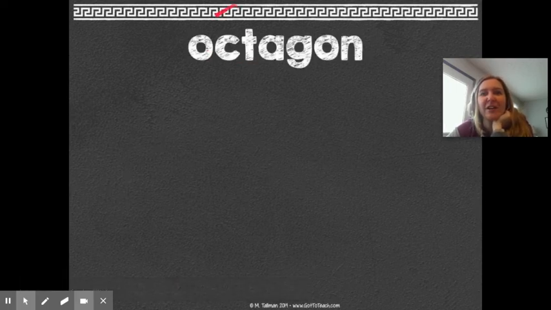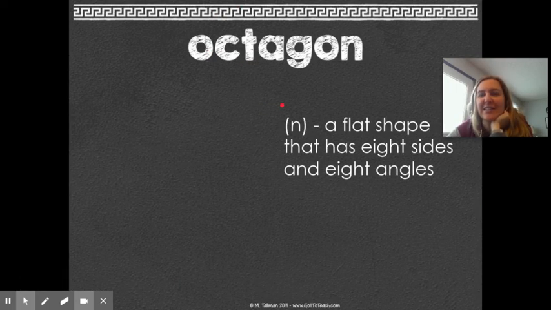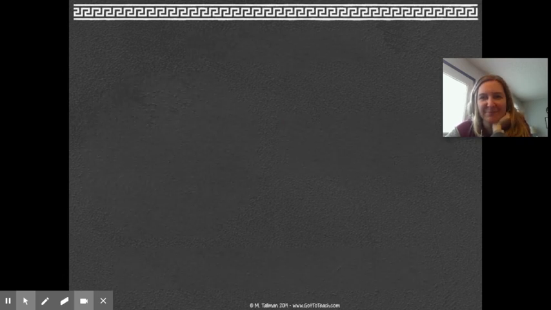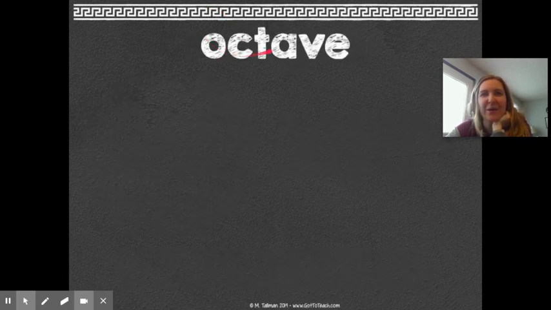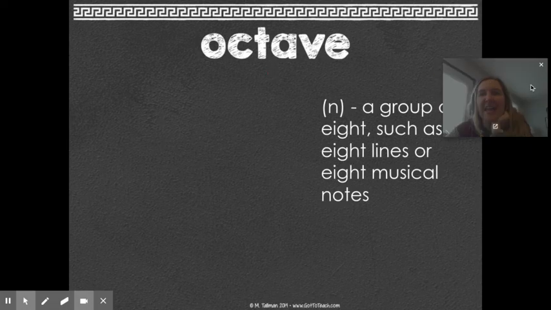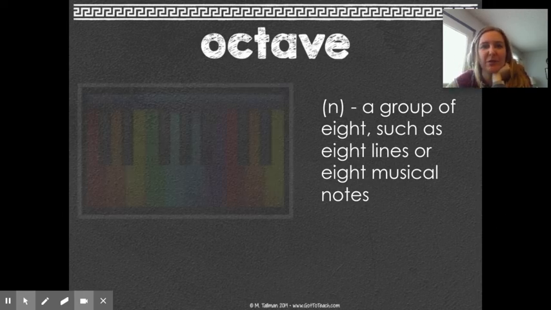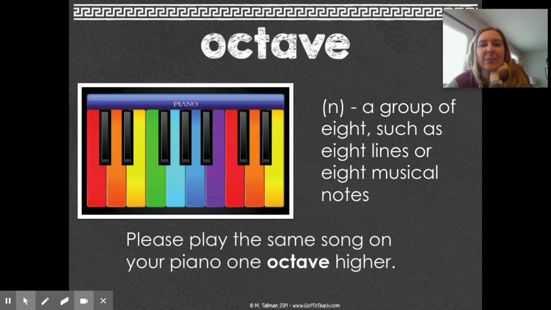Octagon has the root oct, meaning 8 in it. An octagon is a flat shape that has 8 sides and 8 angles. The most common example of an octagon is the 8-sided stop sign. Octave has the root oct, meaning 8 in it. And this is a group of 8, but it usually refers to 8 musical notes. So the difference between our 8 musical notes. Please play the same song on your piano 1 octave higher.